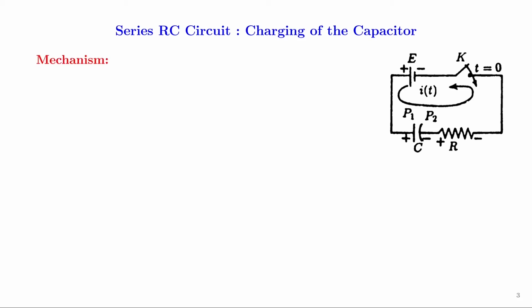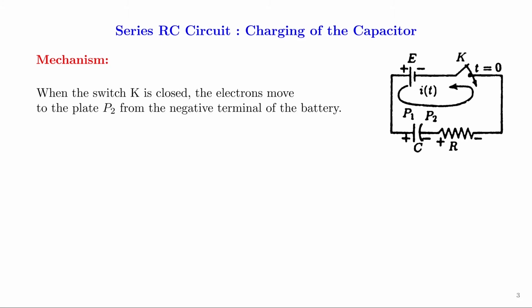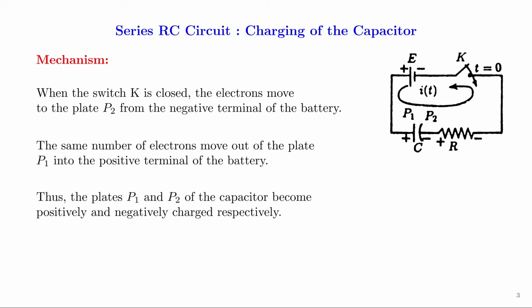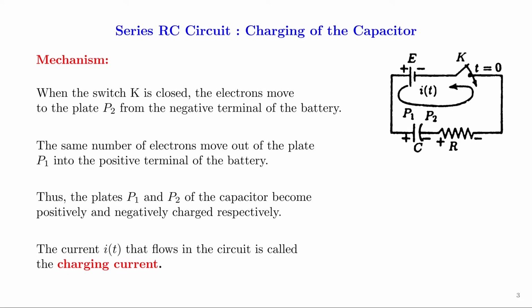The mechanism of charging is as follows. When the switch K is closed, the electrons move to the plate P2 from the negative terminal of the battery. The same number of electrons move out of the plate P1 into the positive terminal of the battery. Thus, the plates P1 and P2 of the capacitor become positively and negatively charged respectively. And this is known as the charging of the capacitor. The current I_T that flows in the circuit is called the charging current.